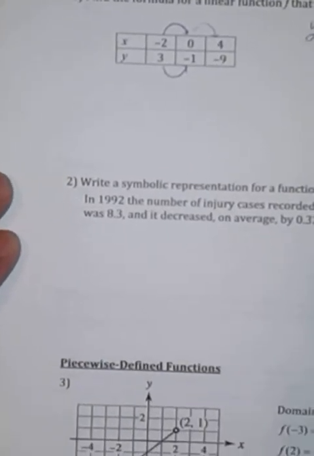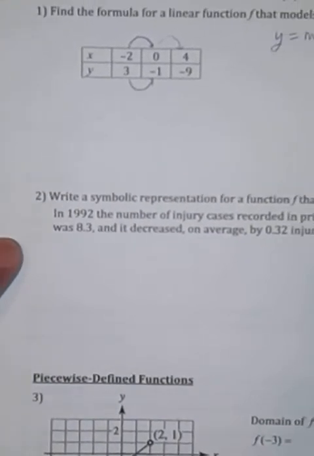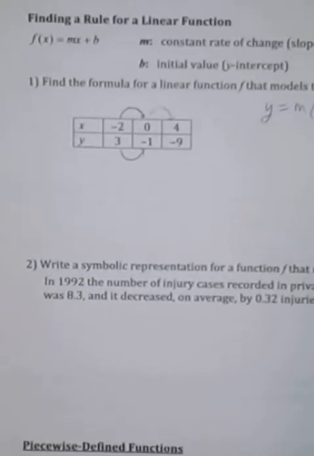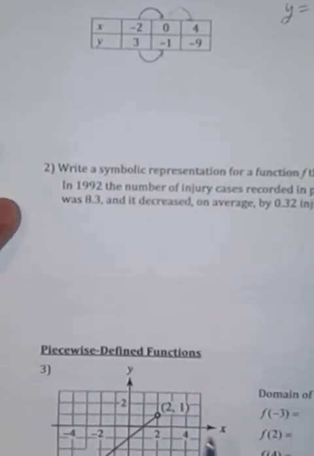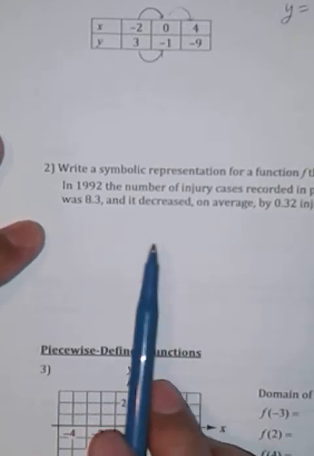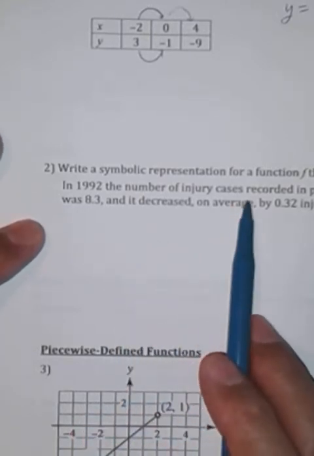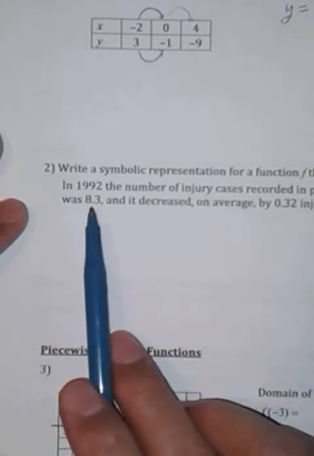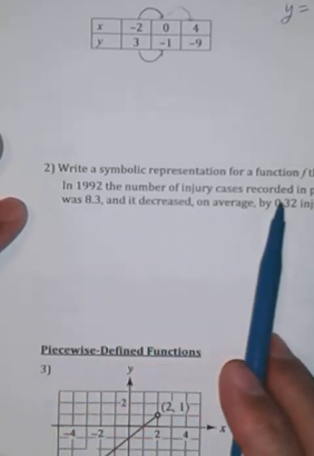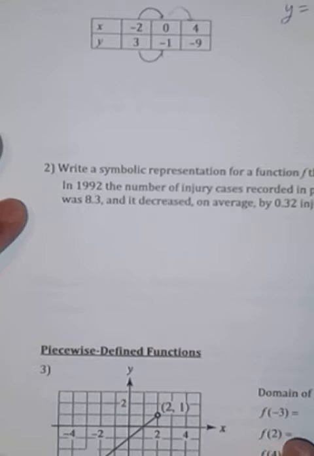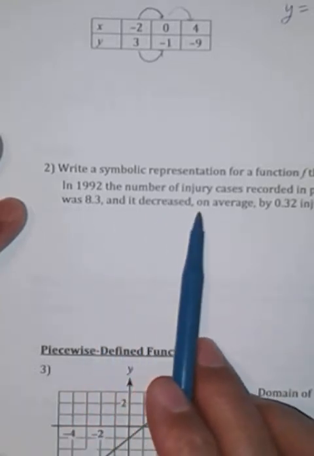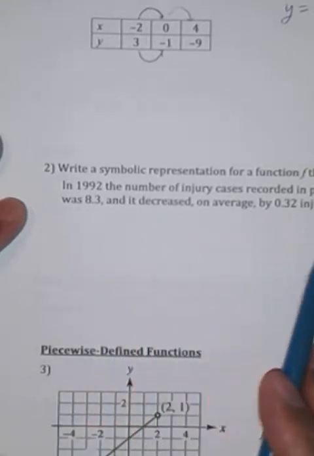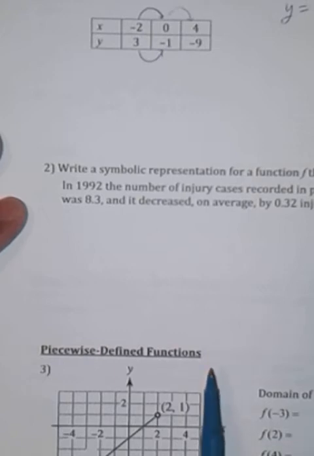All right, let's go on to number 2. And again, I'll start you off, and we will finish these in class. I'll get you a little bit further on this one. It says, write a symbolic representation for a function f that models the situation, state the domain. In 1992, the number of injury cases recorded in private industry per 100 full-time workers was 8.3, and it decreased on average by 0.32 injuries every year until 2001.